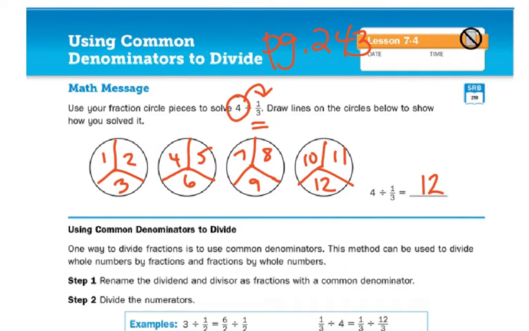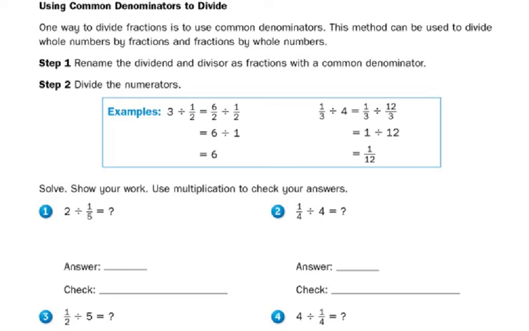Number 2. In this part, it says, one way to divide fractions is to use common denominators. This method can be used to divide whole numbers by fractions and fractions by whole numbers. Step 1 is to rename the dividend and divisor as fractions with a common denominator. Step 2, divide the numerators. So let's go ahead and solve for number 1. And you see that example there. So let's do this together.